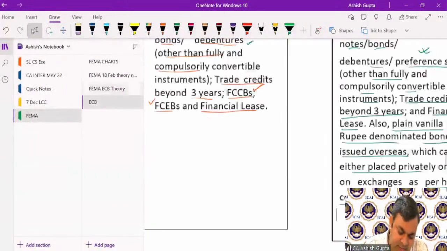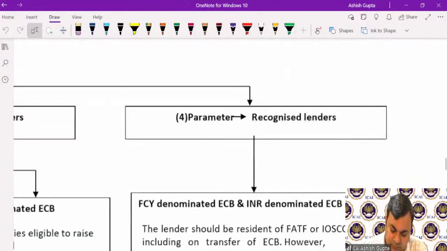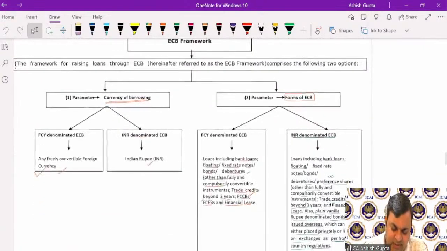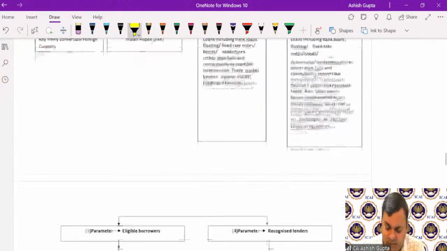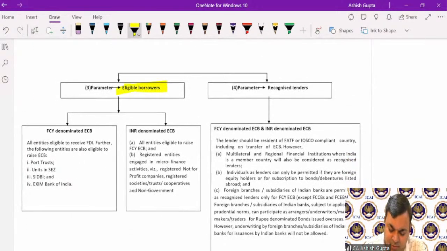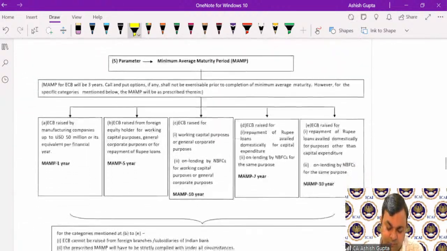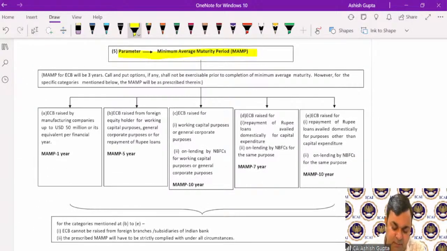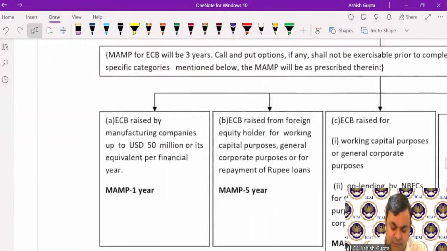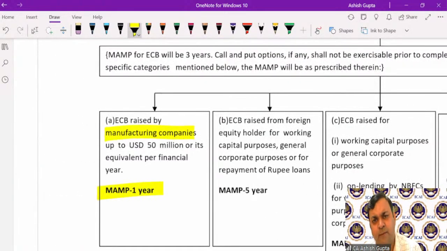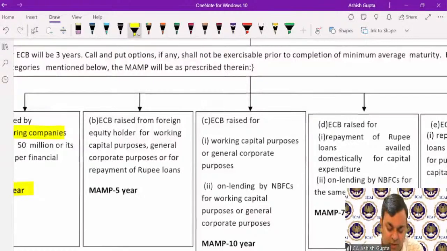And in the charts, you need to remember the points like currency of borrowing. This is the first point, right? In the form of ECB. Third is eligible borrower. Who are the eligible borrowers? Fourth is recognized lender. Minimum average maturity period, right? If you are raising for manufacturing activity, then it is 1 year, right? ECB rate for foreign equity holder, that point only you need to remember. For working capital purpose, then it's 5 years.